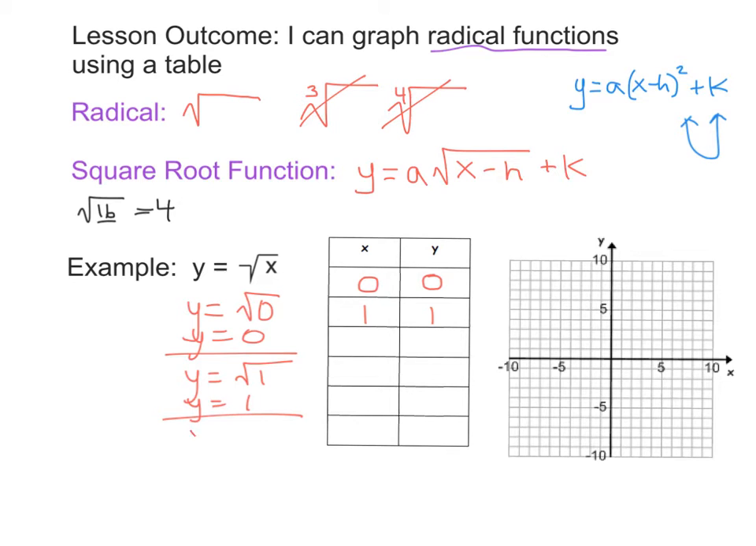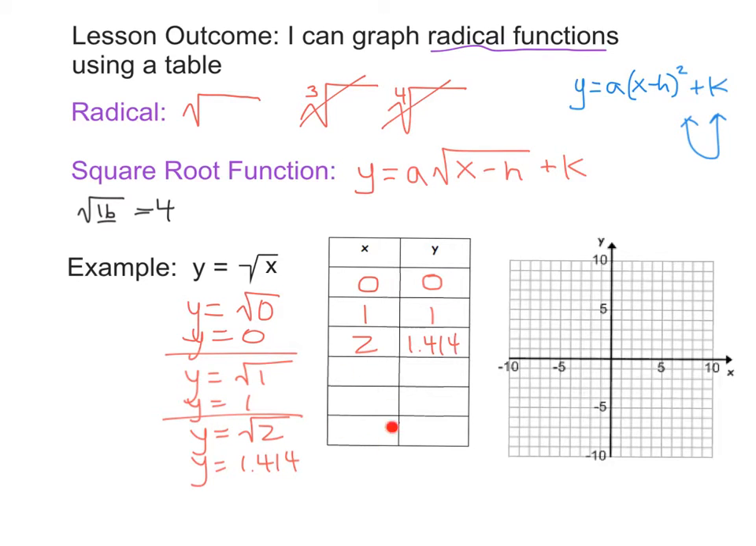But let's get to 2, for example. What if we put a 2 in here? y equals the square root of 2. Well, there is no whole number that when multiplied by itself gives us 2. If you were to type in the square root of 2 on your calculator, what you would get is y equals 1.414. And we can graph that. We can graph an x value of 2 and a y value of 1.414.